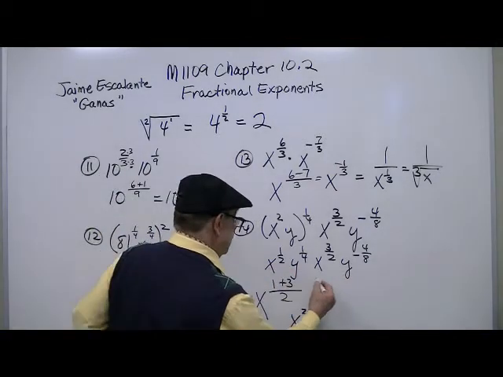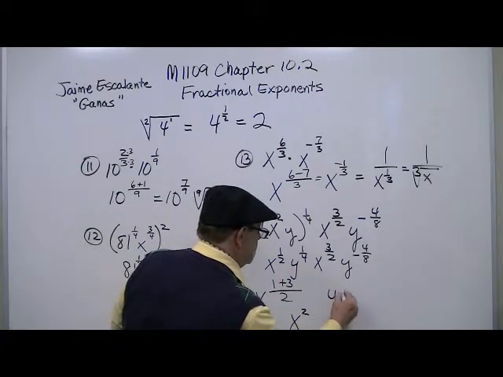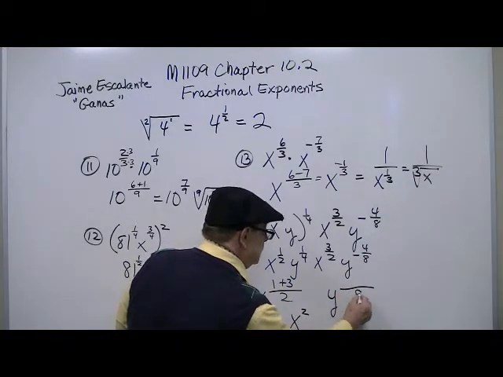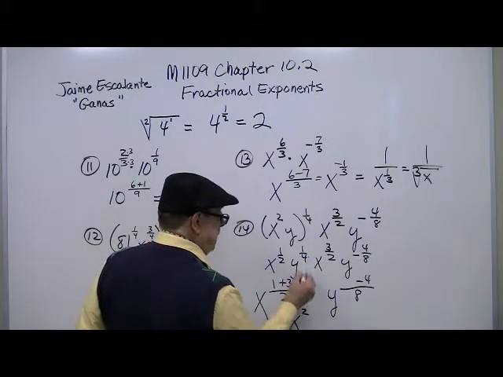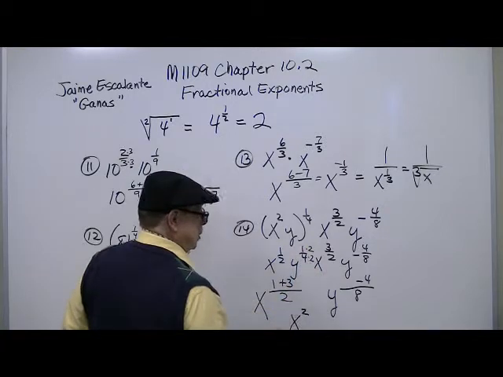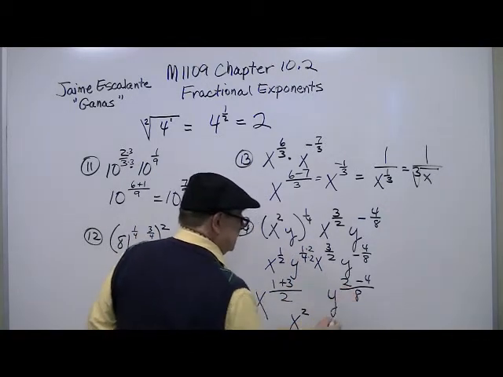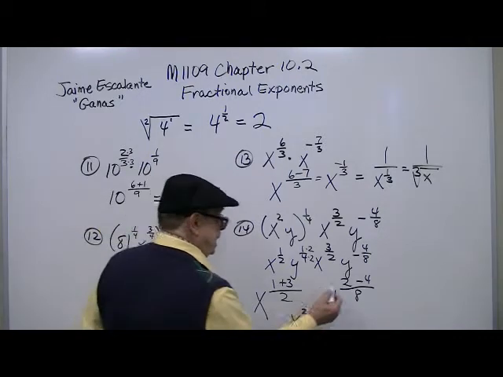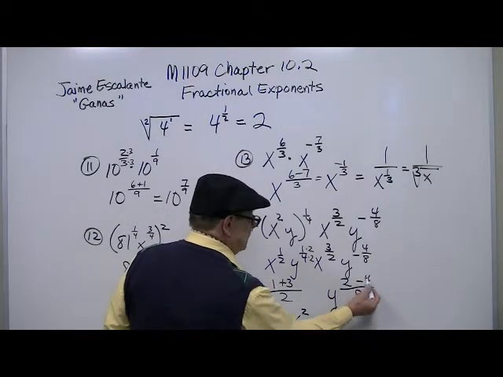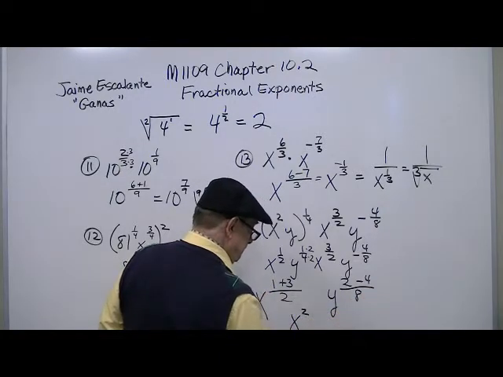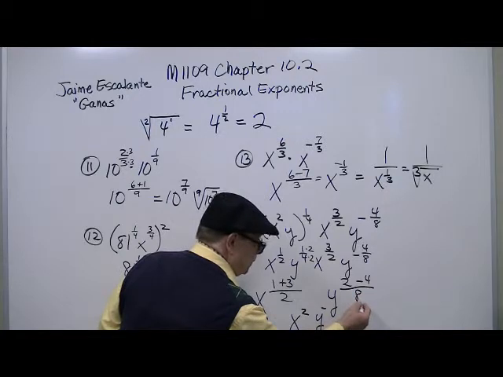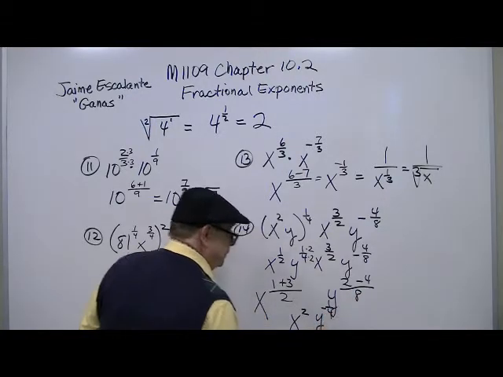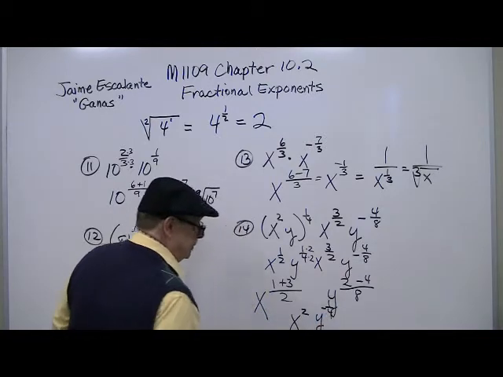Now in the case of our y's, we have y. We need a denominator of 8, and there's our 4. Now to get this to be 8, we've got to multiply it by 2 over 2. So this becomes that. So we now get 2 minus 4 is a negative 2. So this is going to be y to the negative 2/4, which is a negative 2/8, which is a negative 1/4.